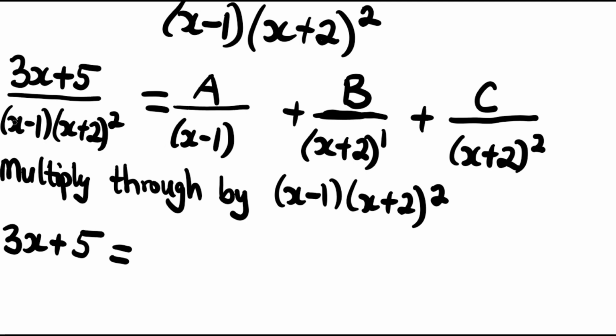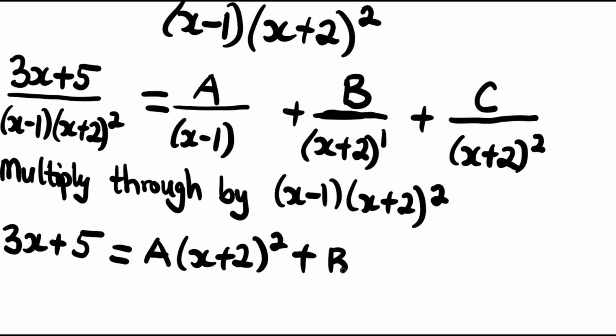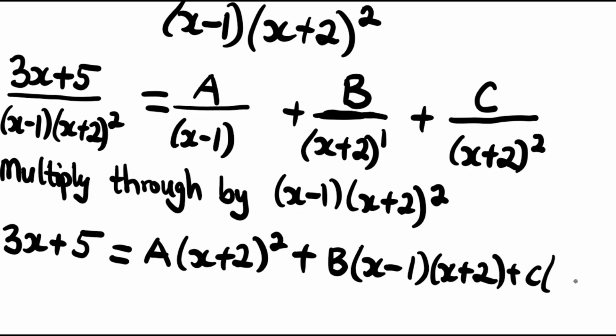this. Only this will simplify this. So we'll have a multiplying x plus 2 all squared, plus b multiplying x minus 1 multiplying x plus 2, plus c multiplying x minus 1.